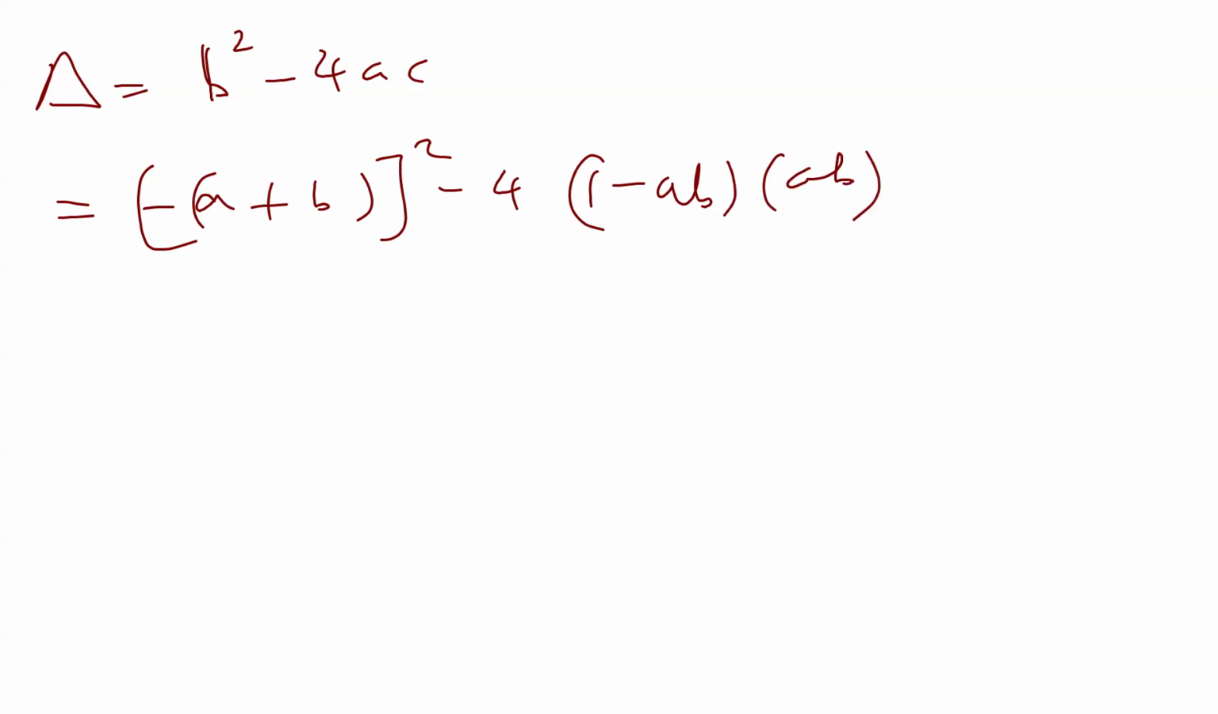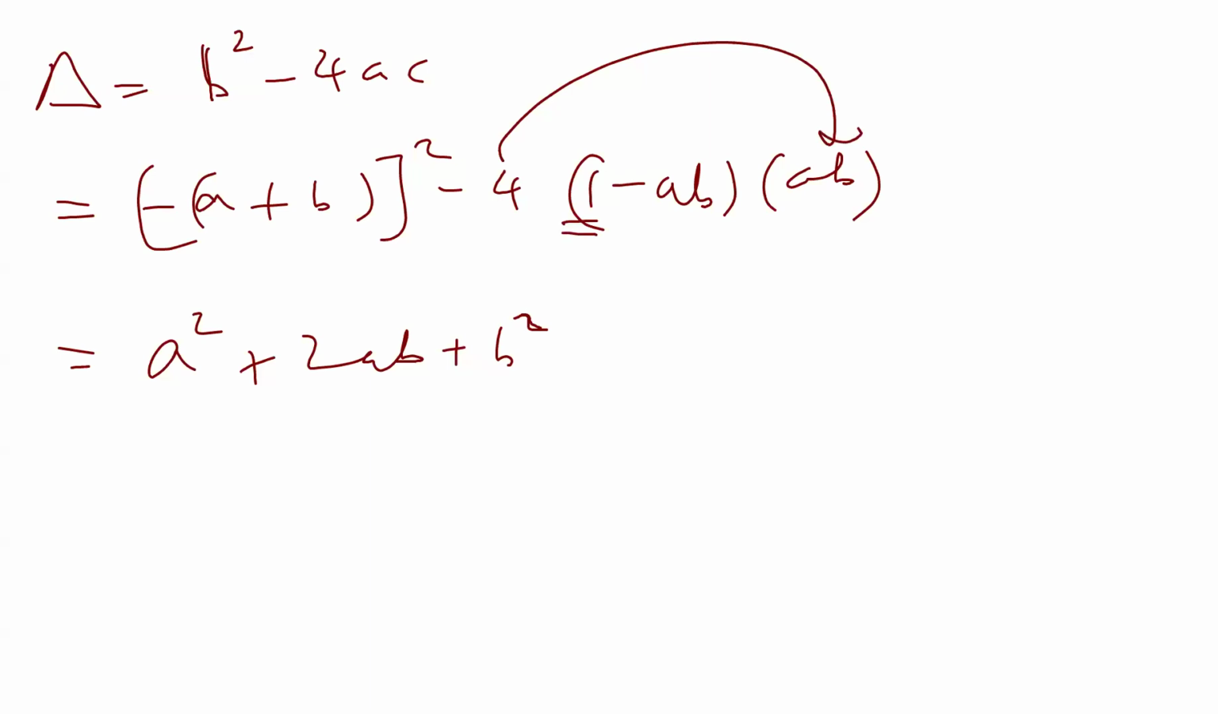Okay. So this is a square plus 2ab plus b square minus 4ab into 1 is minus 4ab, minus minus is plus 4 a square b square.